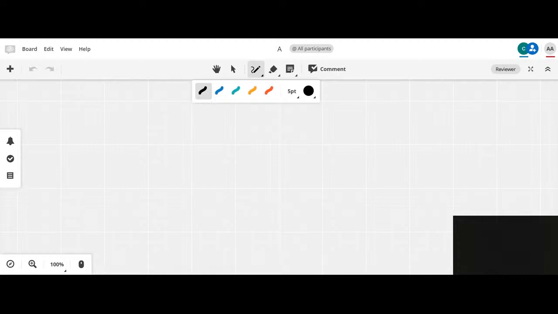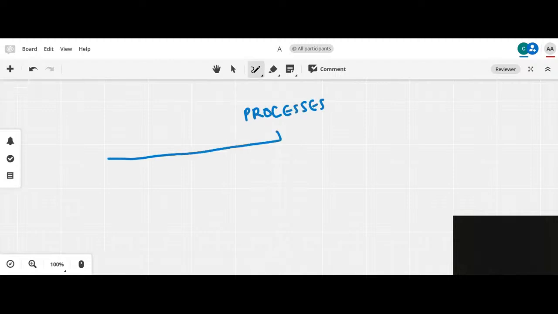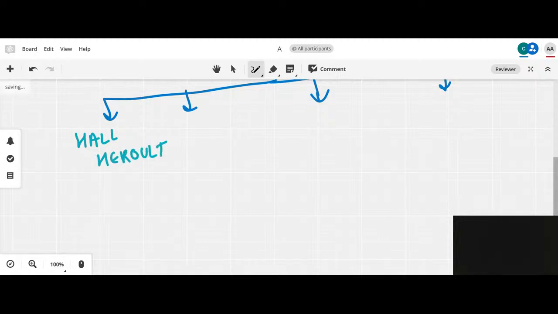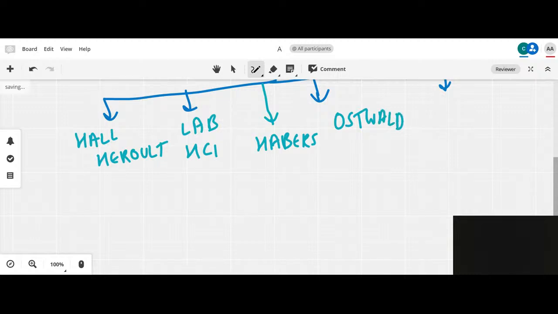Okay, let's see. We'll discuss the various processes in chemistry today. In 20 minutes, let's quickly finish it. So first of all, we are going to discuss Hall Heroult. Then we are going to discuss laboratory preparation of HCl. Then Haber's process. Then we will discuss our Ostwald process, and then we'll discuss our contact process.